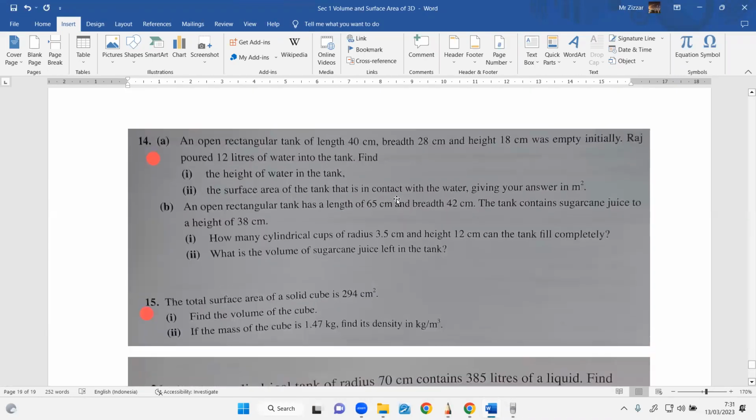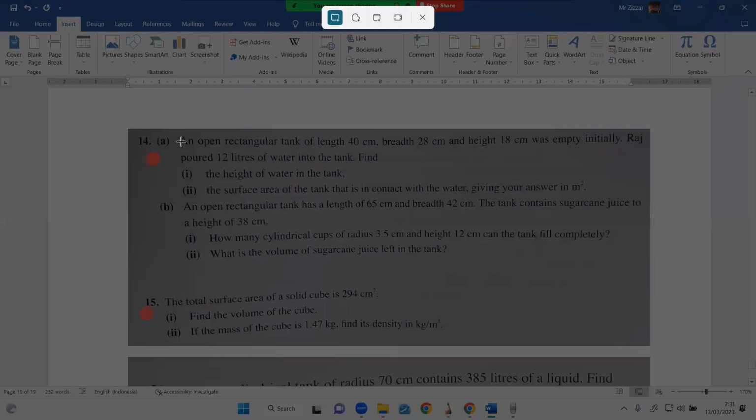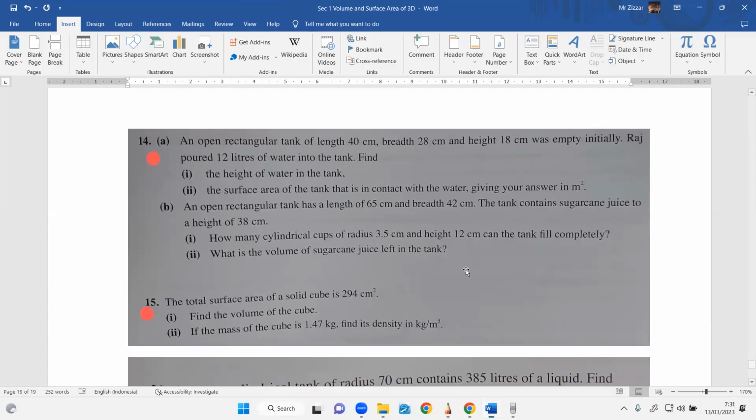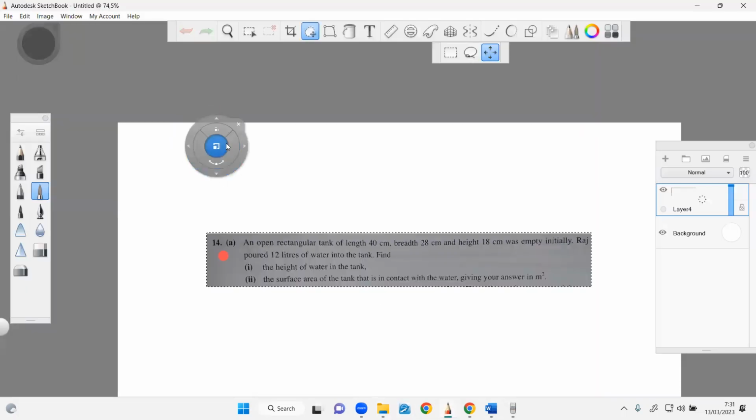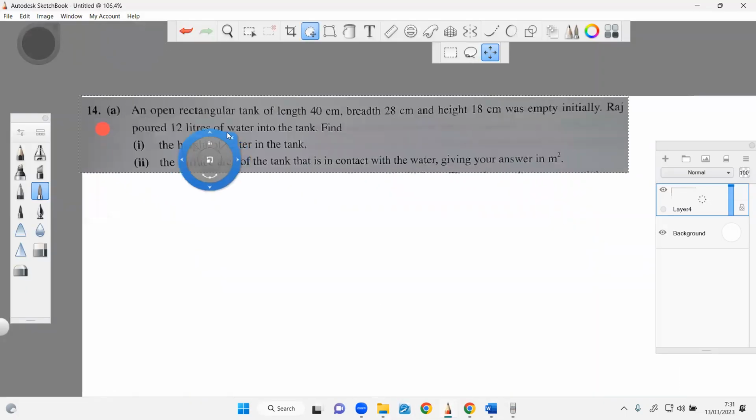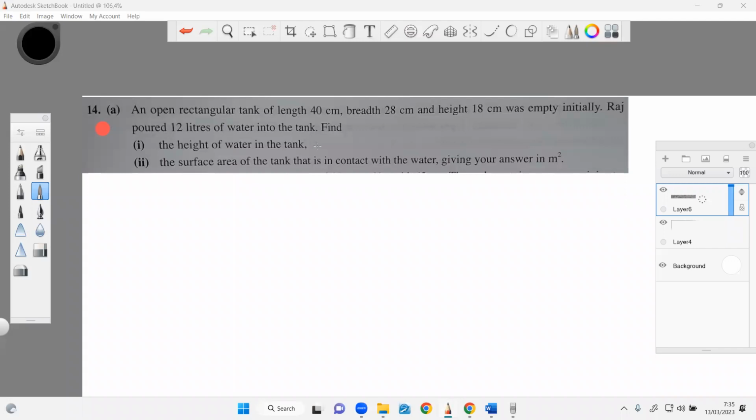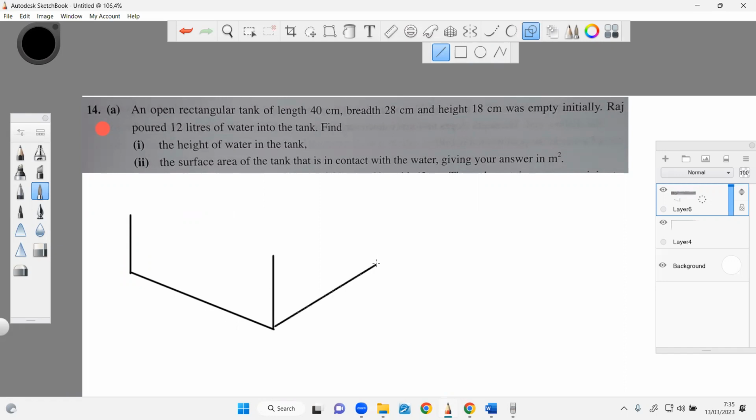Question 11. Oh, open rectangular tank. Be careful about that. Be very, very careful about the open rectangular tank. For an open rectangular tank, you better draw. If you draw, I guarantee you will get an easier understanding. So there you go. Not so neat, but it represents it.